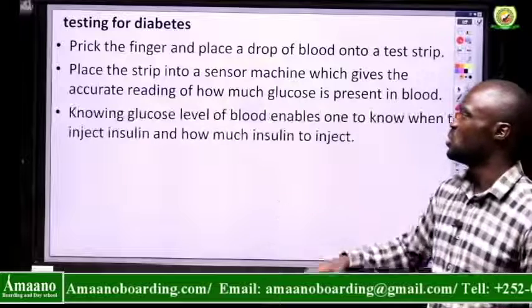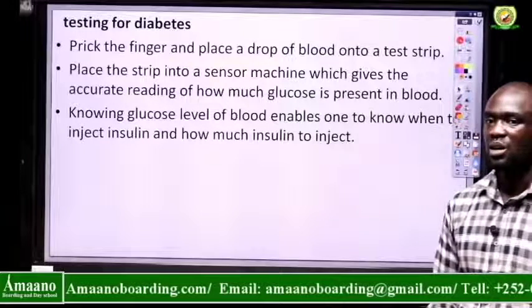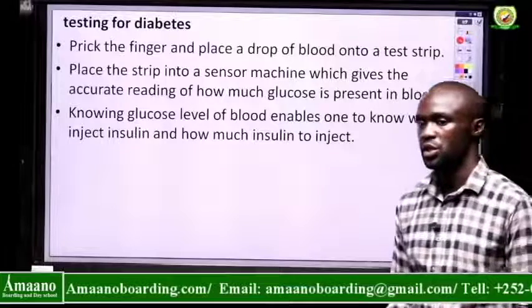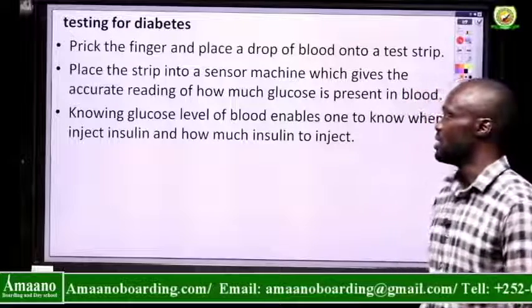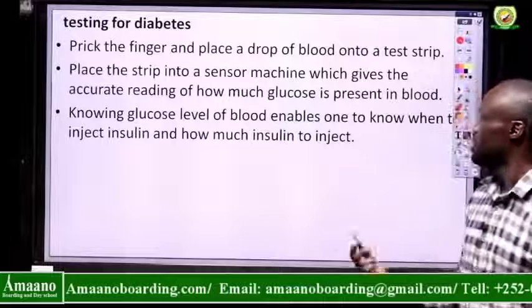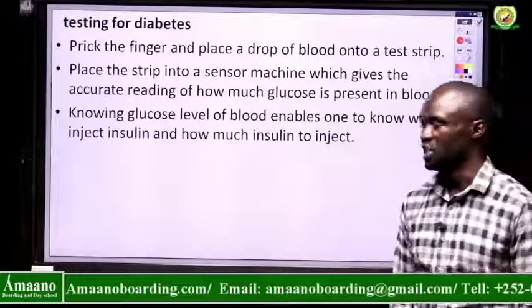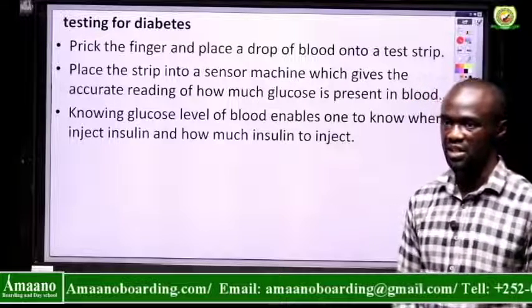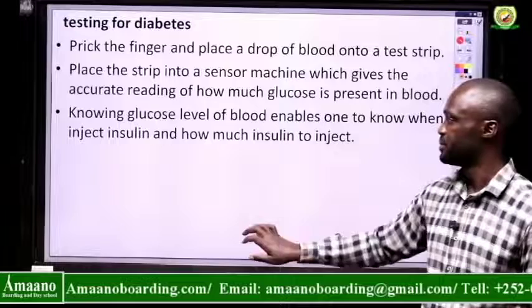And why is it good to test? When you test your blood sugar level, it tells you how much insulin you need to inject into your body and when you need to inject that insulin into your body.